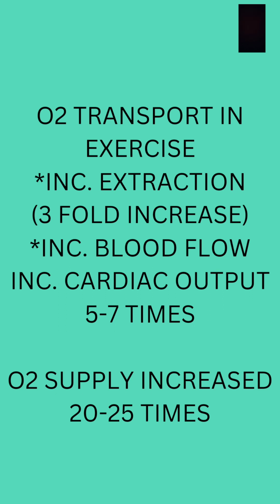Next, the cardiac output increases. By increasing the cardiac output, it increases the blood flow and increases the oxygen supply to the tissues, by 5 to 7 times. The total oxygen requirement of the tissues gets increased by 20 to 25 times during exercise.